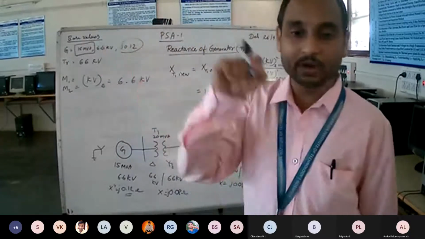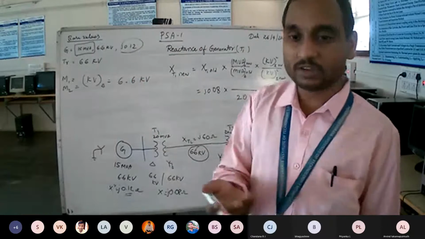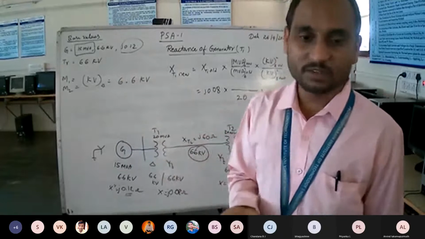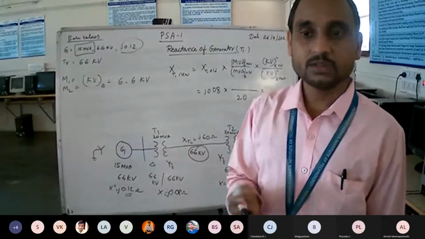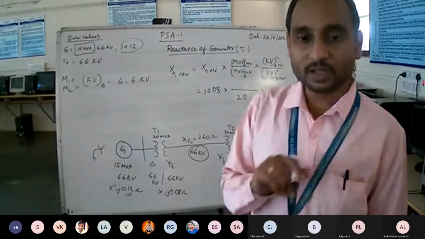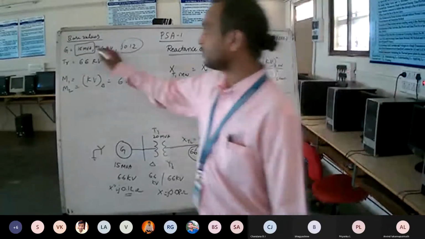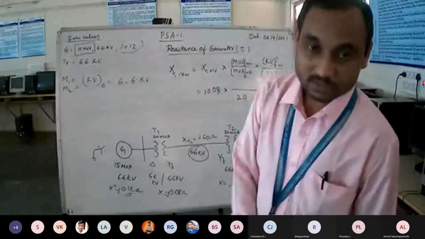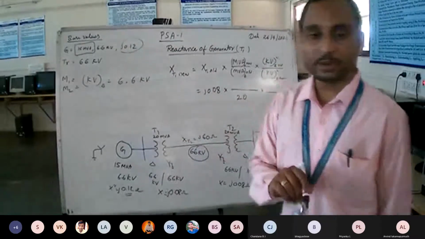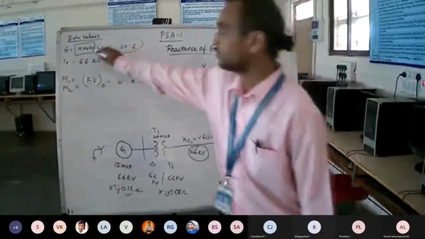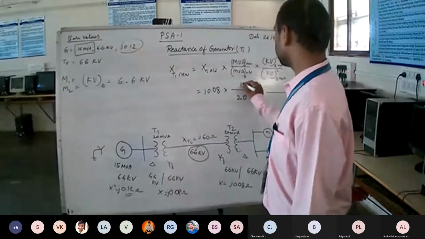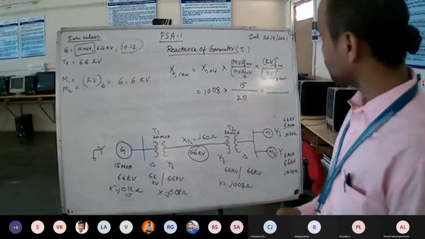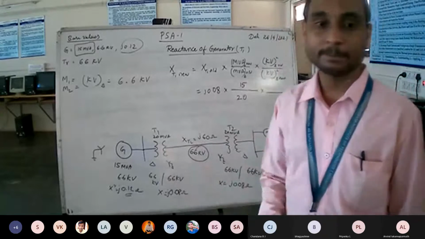As for the MVA base rating, whatever you have chosen, if it is not given, you need to choose the base MVA. Otherwise, in some problems, the base MVA will also be given. You have to do the calculation according to the problem. So 15 MVA is the new base value, common for all the machines. Now, transformer new base MVA is how much? 15 MVA. And what is kV base old and kV base new for transformer 1?